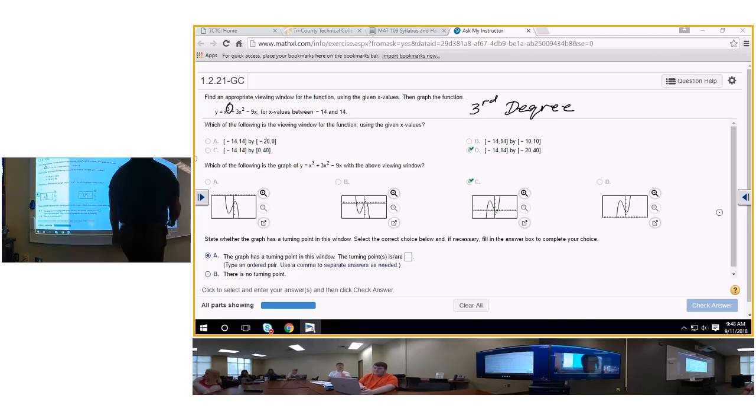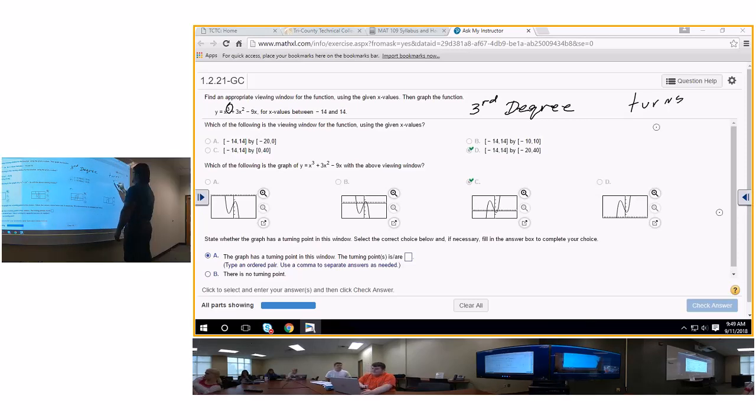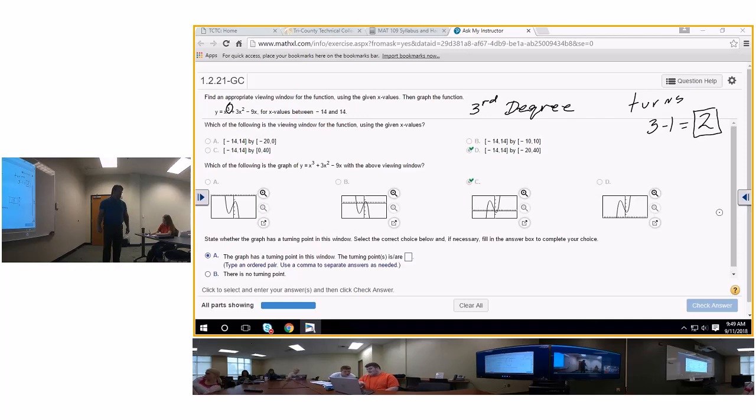So to find the number of turns, what do you do? 3 minus what? 1. And it's got 2 turns in it. So you know it's got 2 turns, so you're going to be looking for those 2 turns.